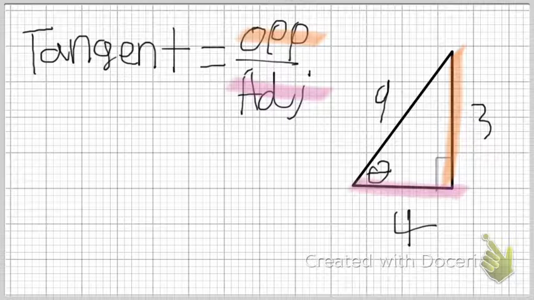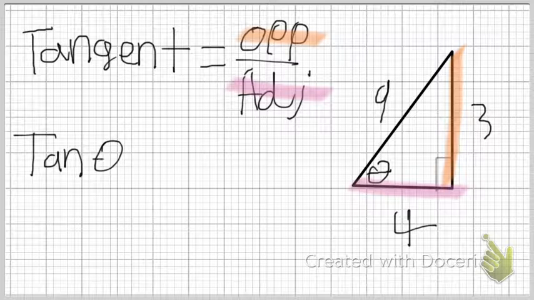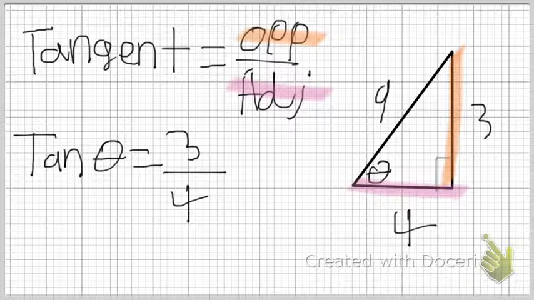So opposite over adjacent. So 3 is the side that's opposite from theta. So tangent of theta will be 3 over 4, because 4 is the side that's adjacent. It's 4. It's 3. 3 is the side that's opposite.